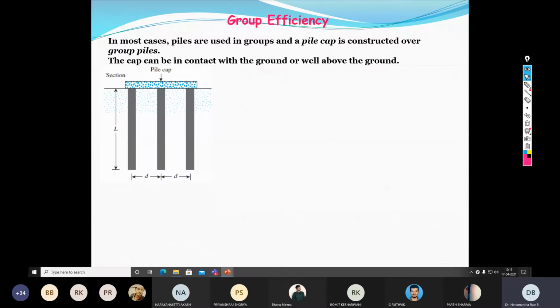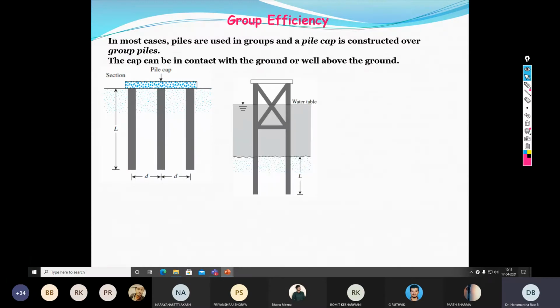So this is the first case where the pile cap is in touch with the ground surface. This is the second case, where we can see this kind of situation especially on river beds, where the pile cap is sufficiently above the ground surface, and often there is a flow of water. So a part of the pile which is above the ground surface may be below the water, and part of it exposed to atmospheric condition, as you can see from this slide.